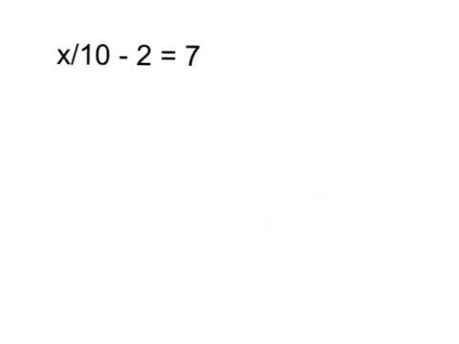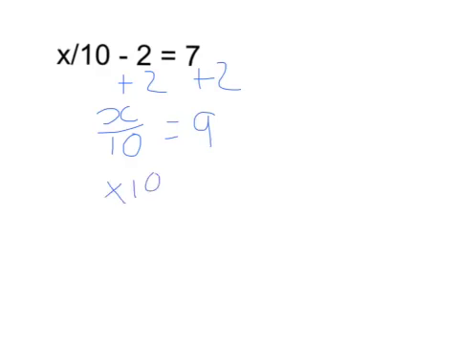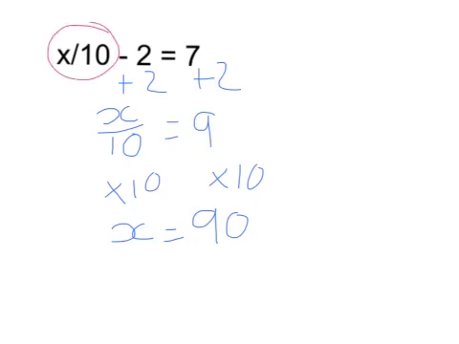An example with a negative this time, negative 2. Okay, still the same method. To get rid of my minus 2, I'm adding 2 to both sides, leaving me my x divided by 10 equals 9. Now I want to get rid of my divide by 10 by multiplying both sides by 10, leaving me x equals 90. Let's try it. If x is 90, 90 divided by 10 will give me 9. Take away 2 equals 7.